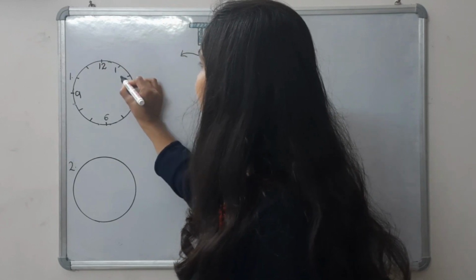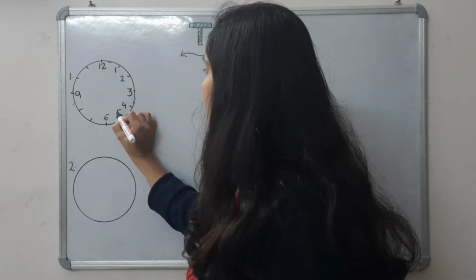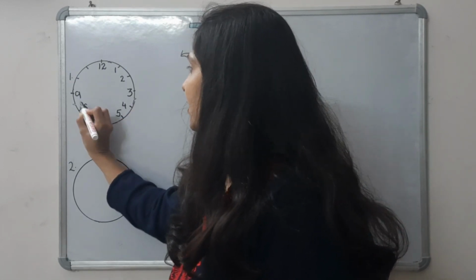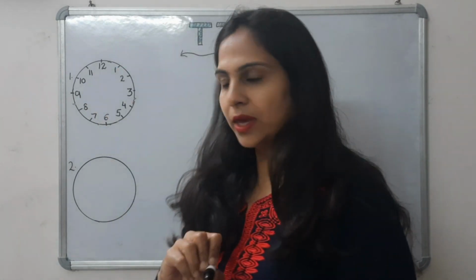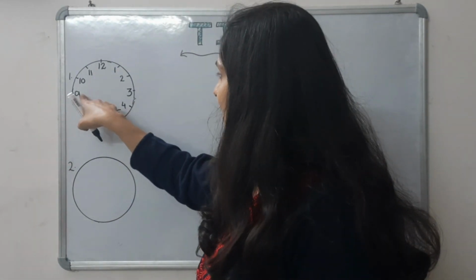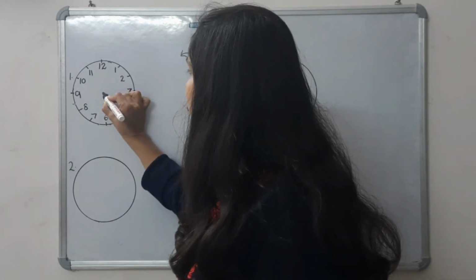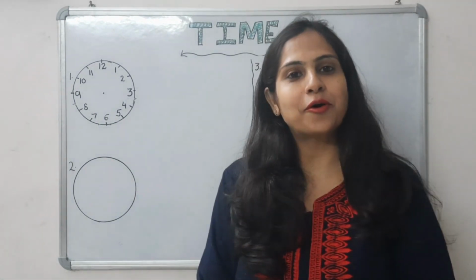1, 2, 3 is already there. 4, 5, 6 is there. 7, 8, 9 is there. 10, 11. Okay. Now, in the center of 9, 3, 12 and 6, we'll put a short dot. So, in this way, you can draw your clock.